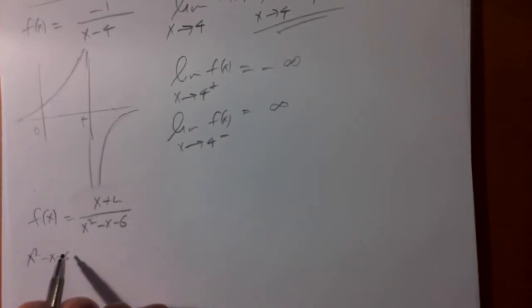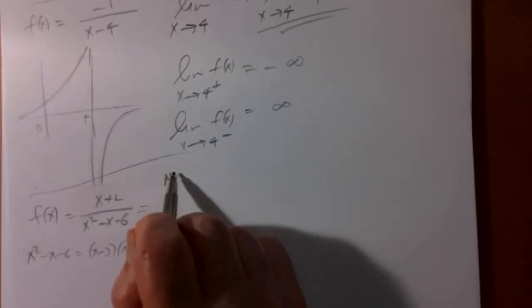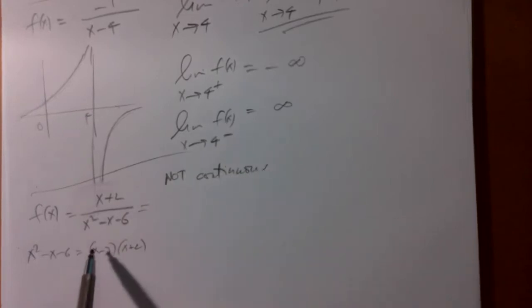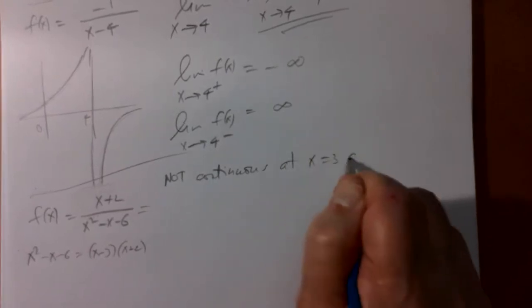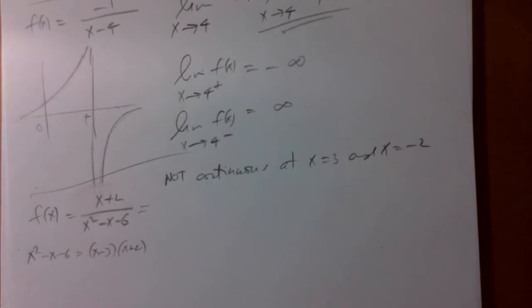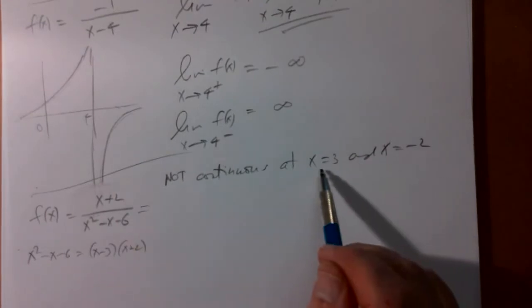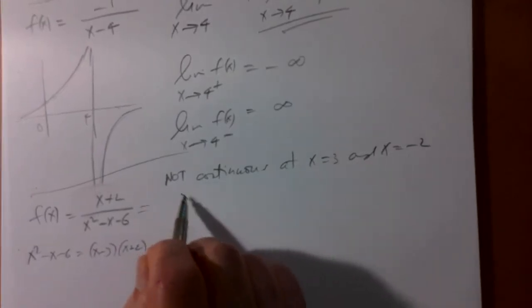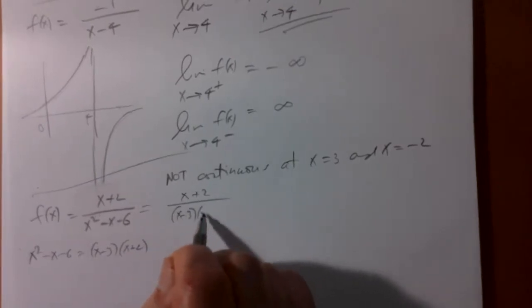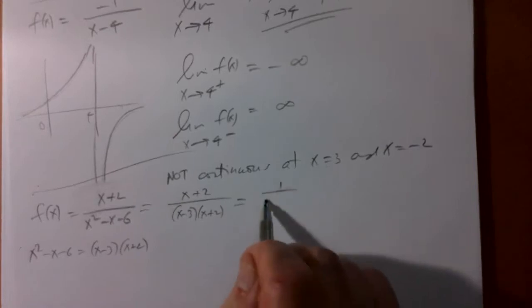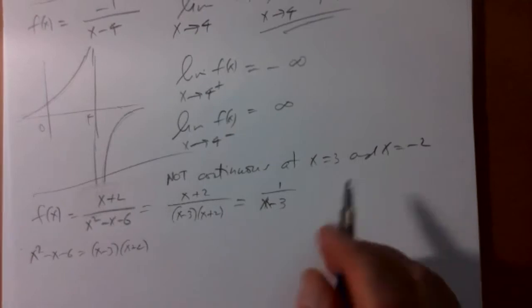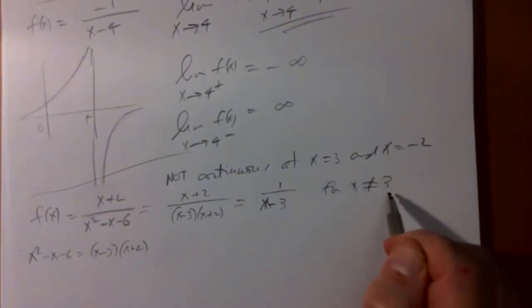Okay, so you can factor x squared minus x minus 6 into x minus 3 times x plus 2. So this function is not continuous wherever the denominator is 0, at x equal 3 and x equal to negative 2, right? On the other hand, when x is different from 3 and different from negative 2, the x plus 2's cancel, so this function is the same as 1/(x-3) for x not equal to 3 or negative 2.